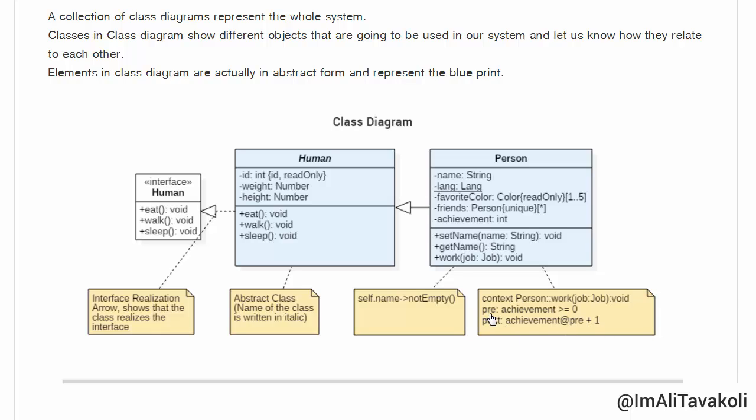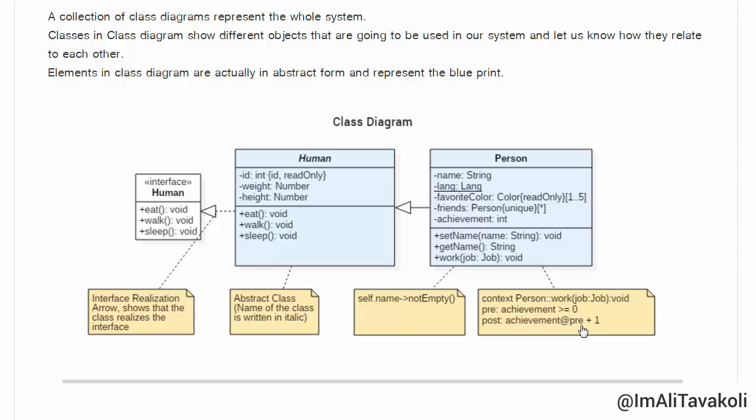Let me first explain the precondition. The precondition states that the achievement attribute must be greater than or equal to 0 so that the work method can be called. And the postcondition states that the achievement's value must go up by 1 so that we know that the work method has done what it's supposed to do correctly. And what do we mean by achievement@pre? We're referring to the achievement's value at the precondition time.